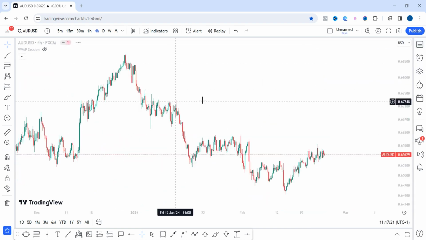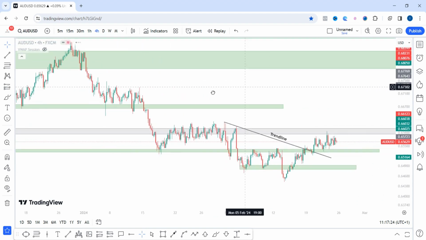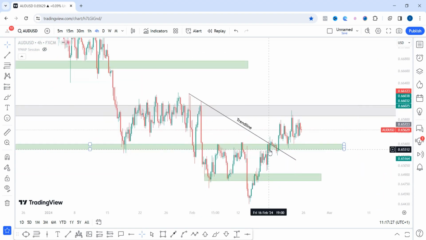Now on AUD/USD last week, price was trading around here. Am I correct?